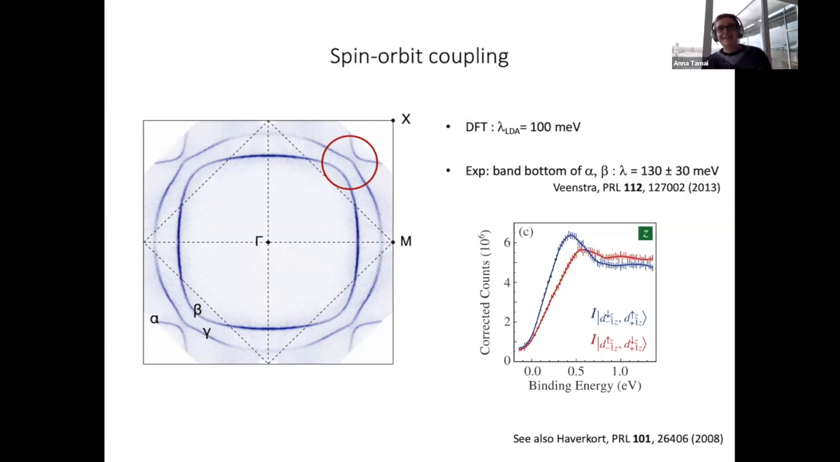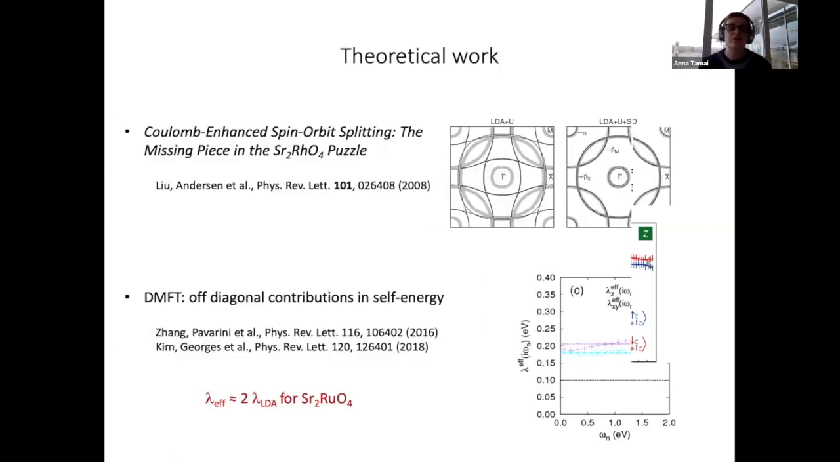However, until recently, there was not much discussion of what happens to spin-orbit coupling in the presence of electronic correlation. There was some theory work, some early work from the Anderson group. They tried to understand the ARPES Fermi surface of strontium-2 rhodium-4. These are the light gray contours that you see in this plot, and they figured out that in order to reproduce this Fermi surface, you need to take into account correlations and spin-orbit coupling, and they proved that spin-orbit splitting is enhanced by Coulomb interactions.